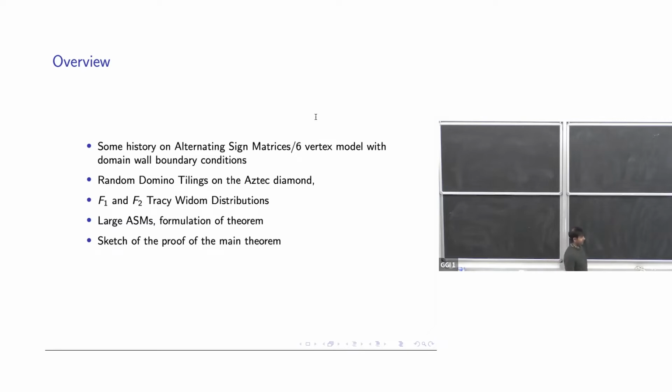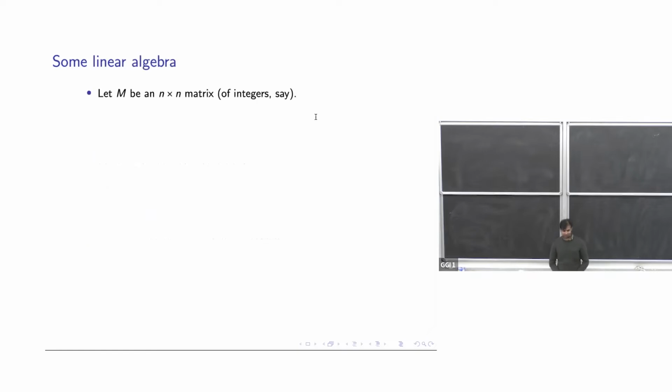Then, in order to get some intuition, we'll look at random domino tilings of the Aztec diamond, which we saw yesterday and also today in Maurice's talk. I'll tell you what the F1 and F2 Tracy-Widom distributions are very briefly. Then we'll look at large ASMs, which is the thing that we're particularly interested in, and formulation of the main theorem. And then I'm going to give a sketch of the proof of the theorem. So I presume there's lots of people in physics here and lots of people in probability here. So I thought maybe we'll do an introduction in combinatorics.